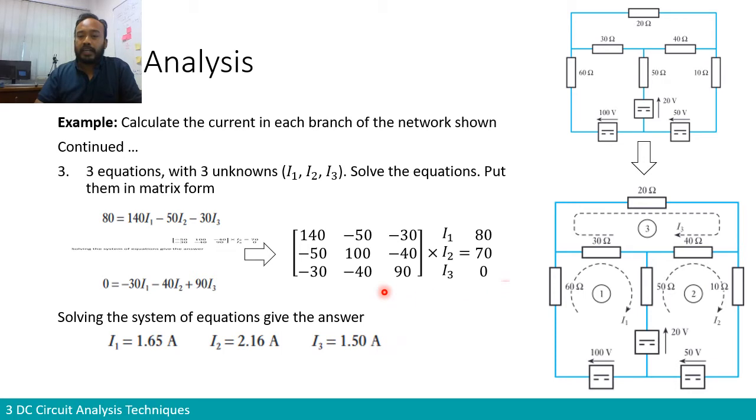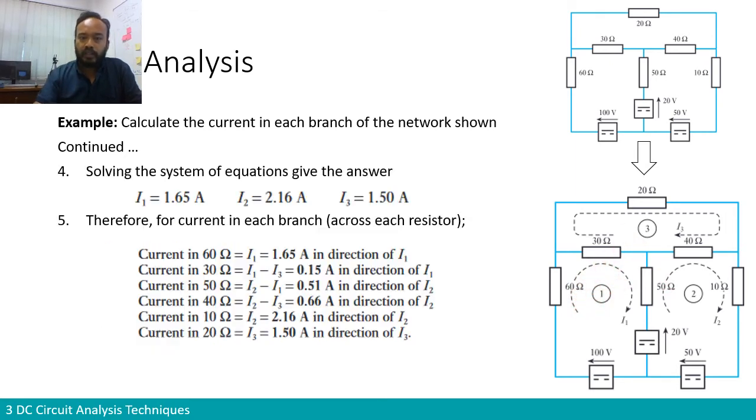Why? Because the current that we find is basically the current circulating in the loops. It's not the current across each branch. The question asks us to calculate the current in each branch. What they want is basically the current, for example, across 30 ohm. The current across 30 ohm is not I1, it's not I2, it's not I3. It's the interaction between I1 and I3. So let's see how we do it.